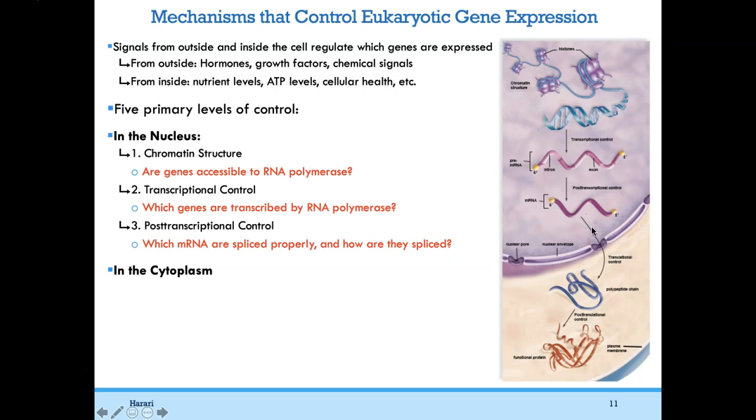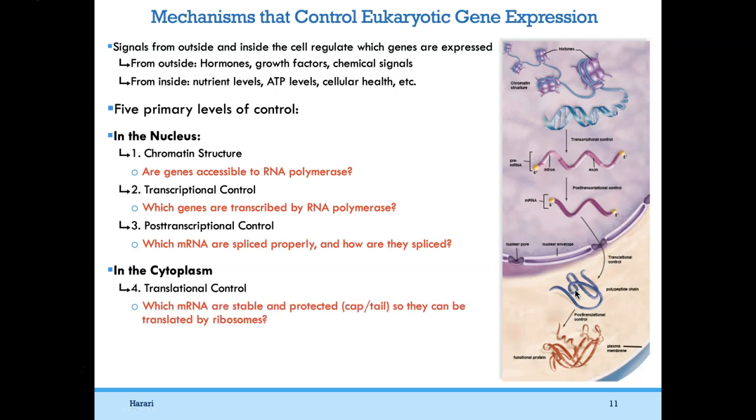Then, after transcription and the mRNA is processed and it leaves the nucleus, in the cytoplasm we have translational control. Which mRNAs are stable enough and protected in the right way so they can be translated by ribosomes in the cytosol. And finally, there's post-translational control. Even after the protein is made, is that protein kept active, or is it rapidly destroyed and inactivated?